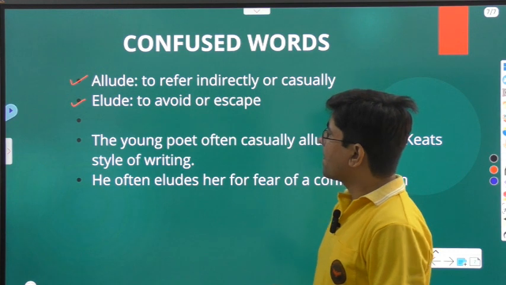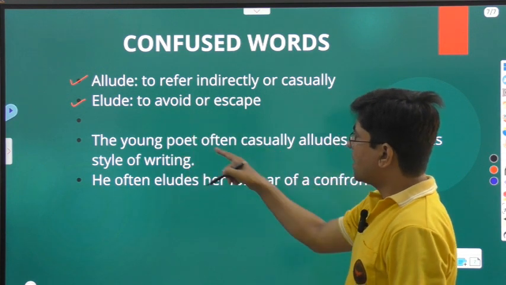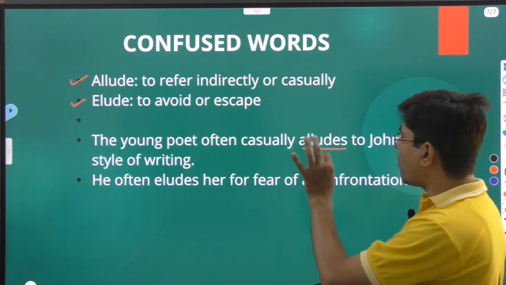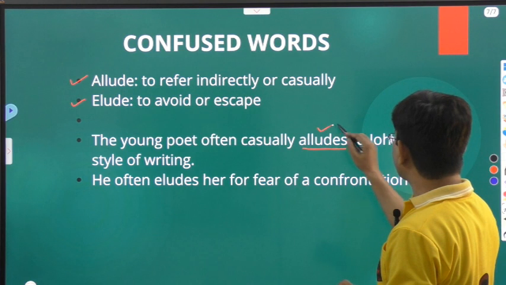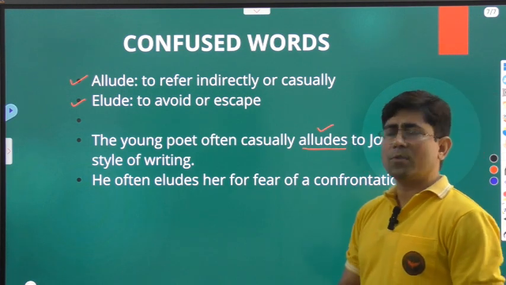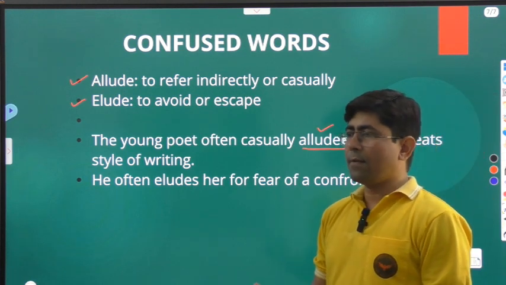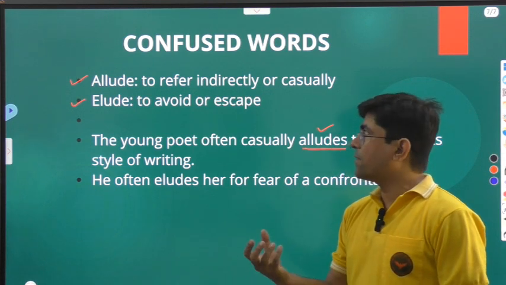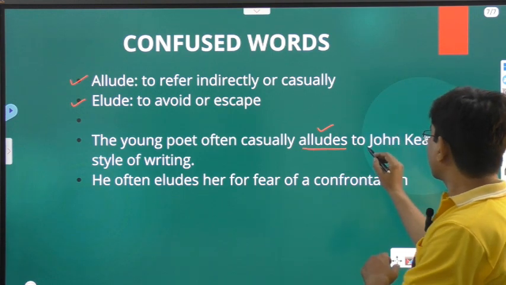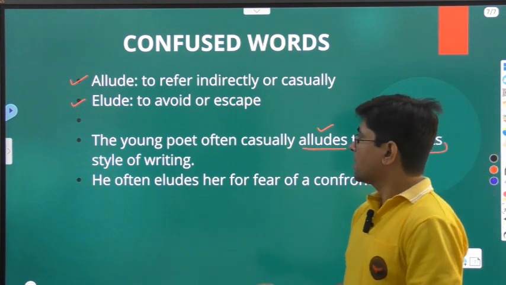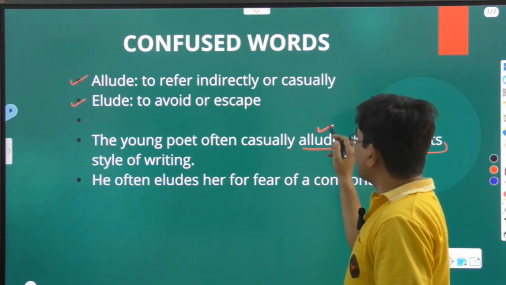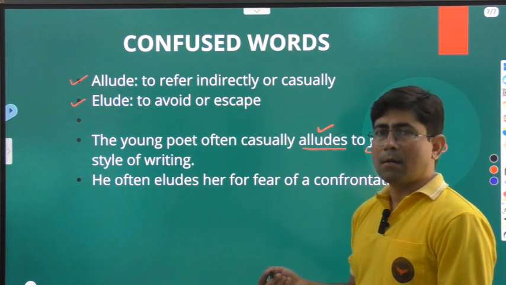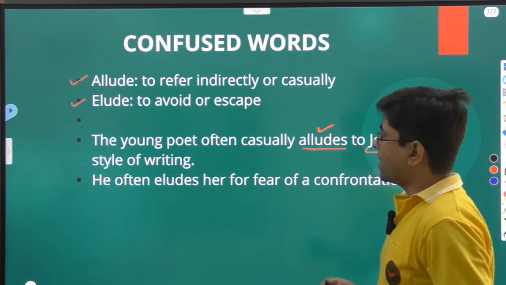To avoid. Uses of these words in sentences. The young poet often casually alludes to John Keats' style of writing. I mean, most of the students often casually, or you can say indirectly, refer to this very famous poet John Keats in their writing. So you can use allude in the sense of indirectly or casually, to refer to somebody casually or indirectly.